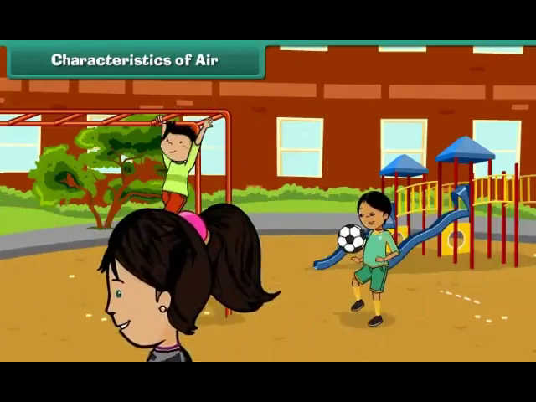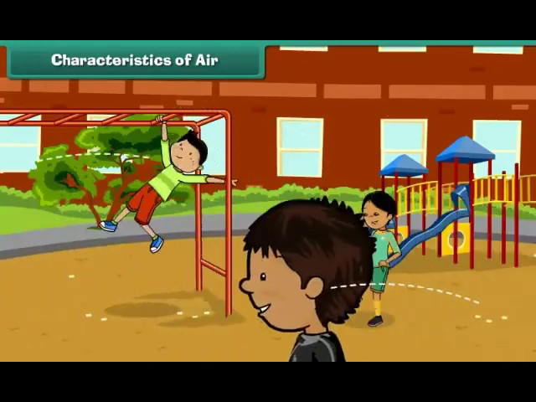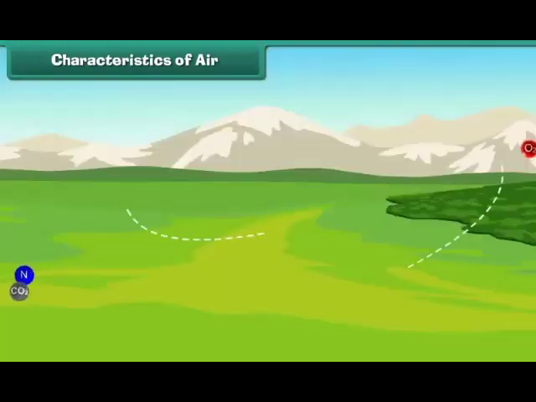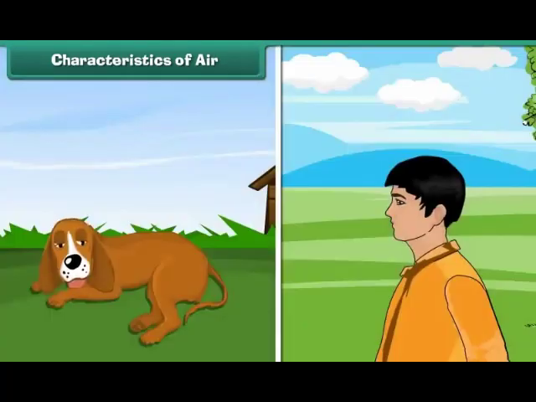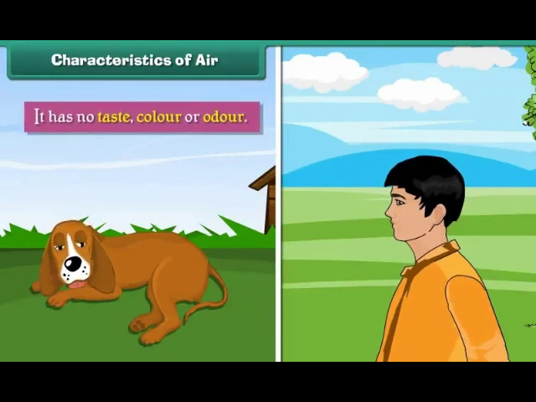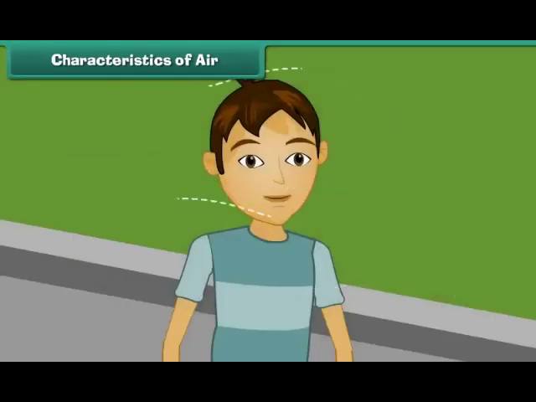Characteristics of air. We are surrounded by air. Air is a mixture of gases and other particles. It is essential for the survival of living things. All living things breathe in and breathe out air. It has no taste, color, or odor. We cannot see it, but we can feel it.